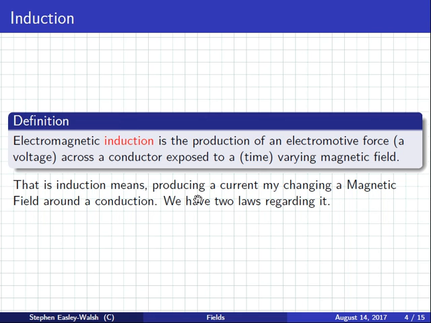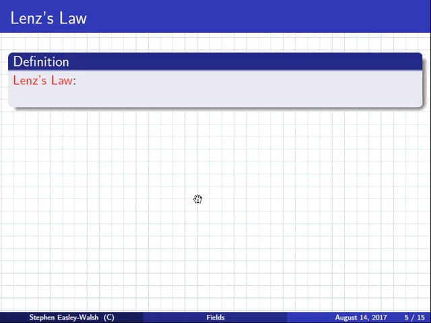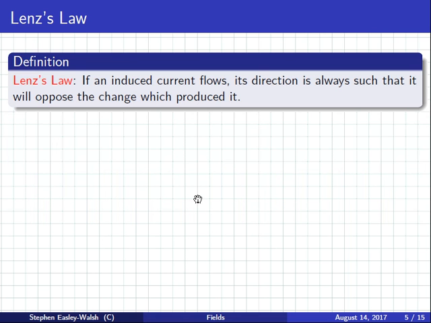So we have two laws regarding how the induction produces the voltage and in what way. The first one's called Lenz's law, which tells us the direction of the induced current. In other words, is it flowing forwards or backwards? And Lenz's law says that if an induced current flows, its direction is always opposite to the change which produces it. The best way to see that is with a picture.